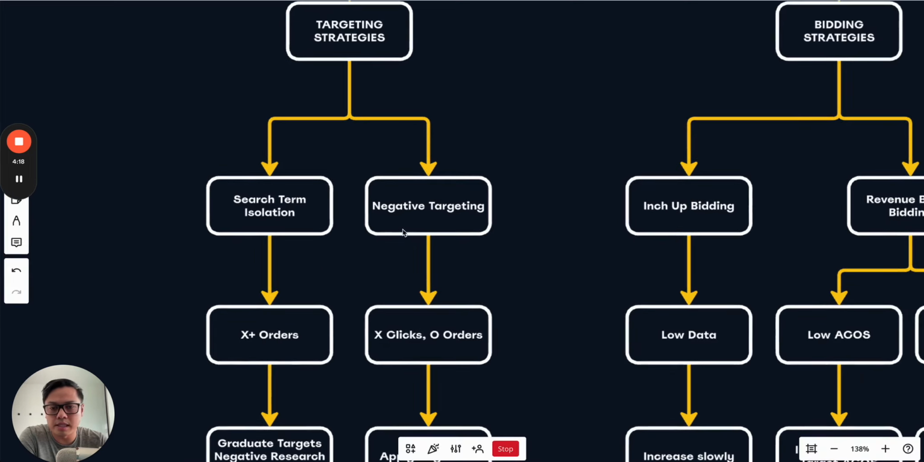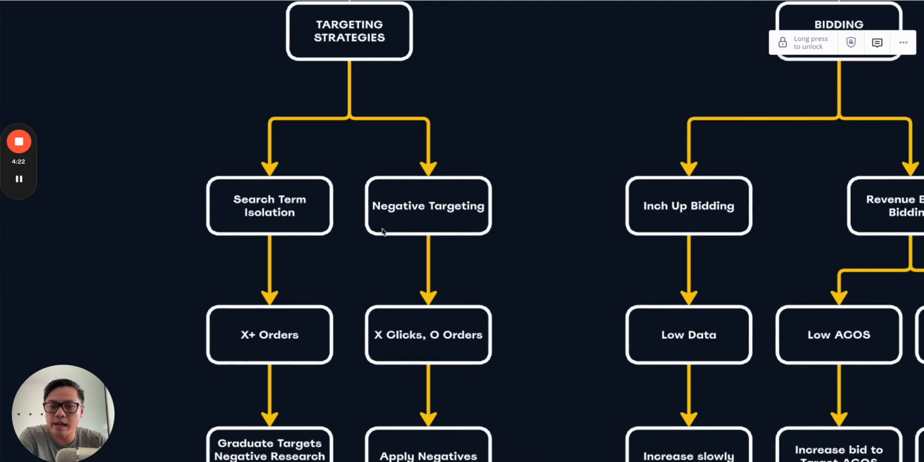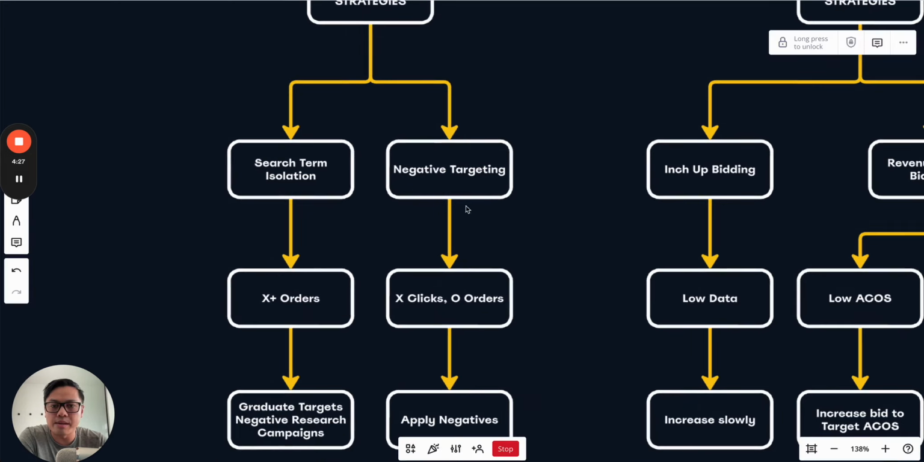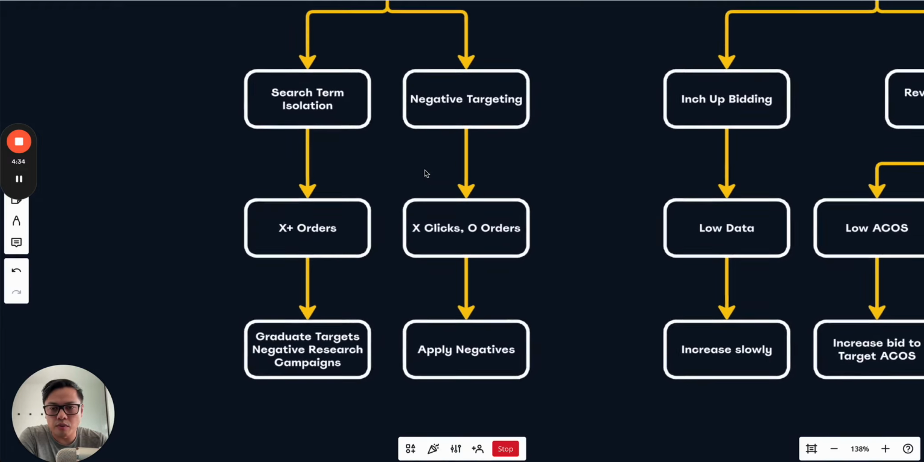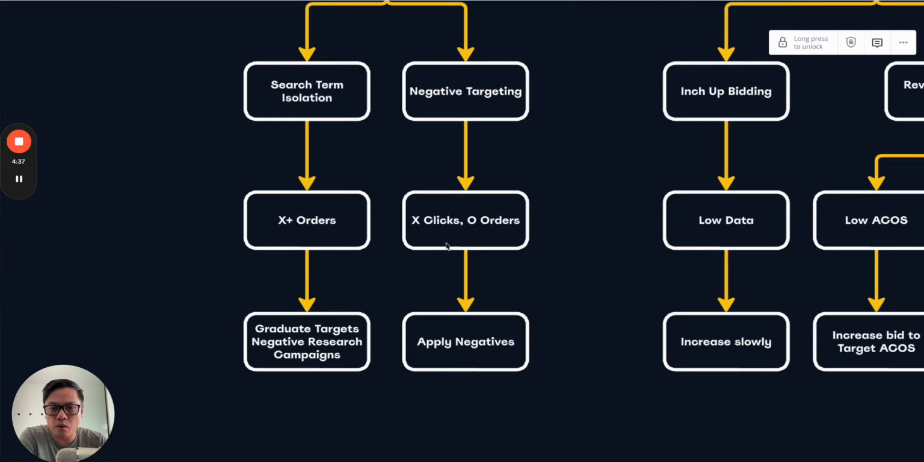Basically, it's a target that's not relevant to you, you didn't convert on it, and you just want to fix it so you don't see any more of those targets or search terms come up. It's pretty straightforward, and you can come up with your own rules. But generally, I personally like to use the raw KPIs, so I will only use clicks, impressions, and orders.